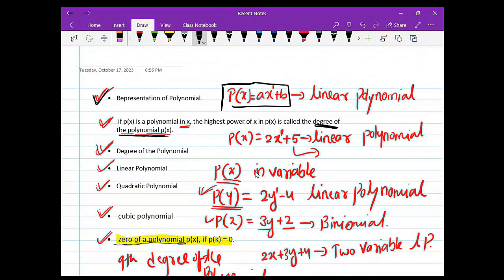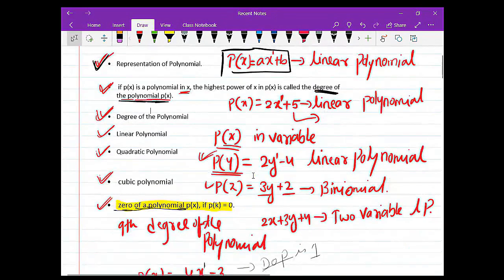And then how many roots are there? For the linear polynomial, there is only one root, that is a maximum of one root. For the quadratic polynomial, the degree is 2, and the roots are a maximum of 2. And for the cubic polynomial, a maximum of 3 roots are there, and the degree of the cubic polynomial is 3.